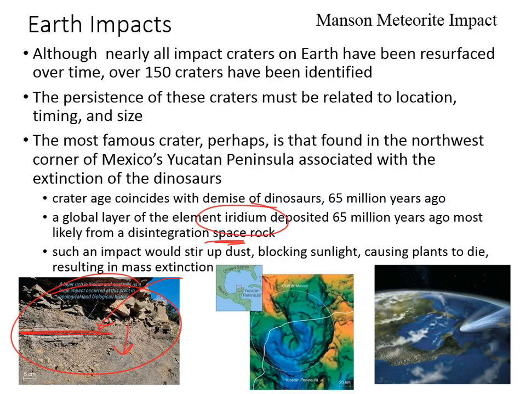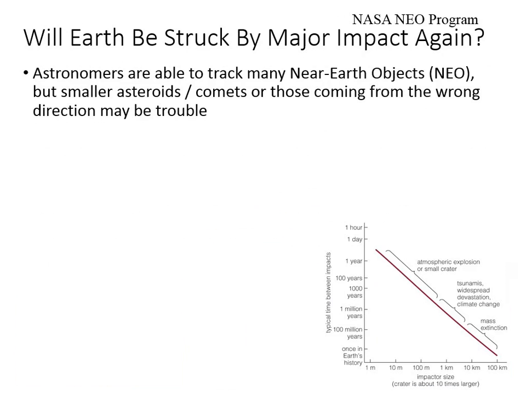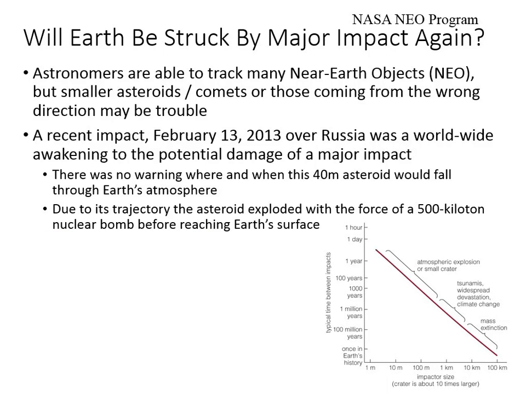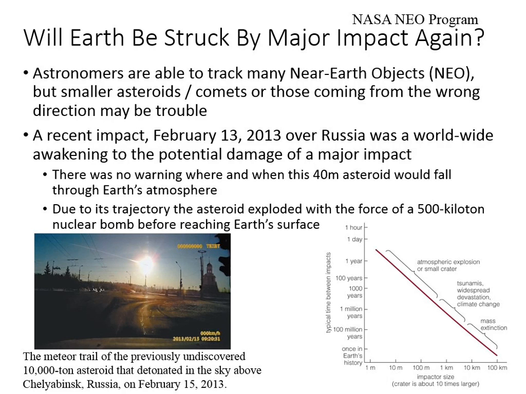So how did the dinosaurs die? And I think they probably talked about this too. Basically, it stirred up dust, it blocked the sunlight, caused plants to die, and then the herbivores died, and then, of course, the animals that eat the herbivores also died. So will the Earth be struck again by a major impact? Probably.